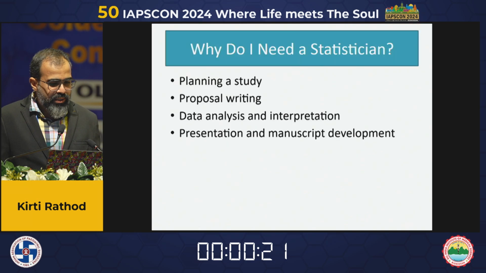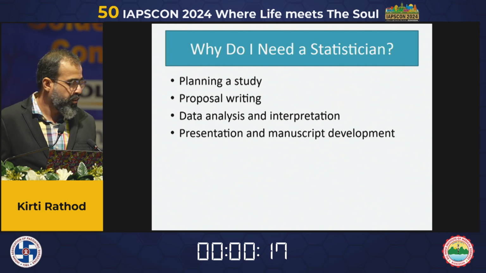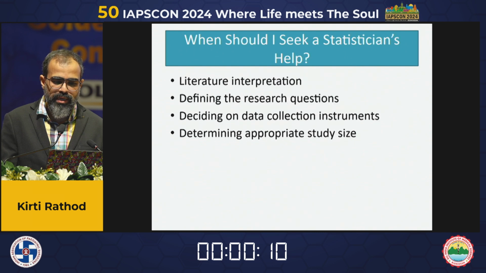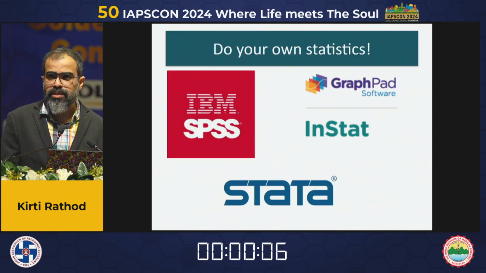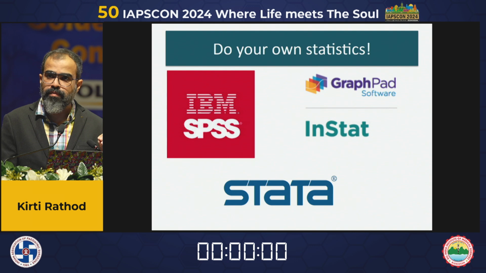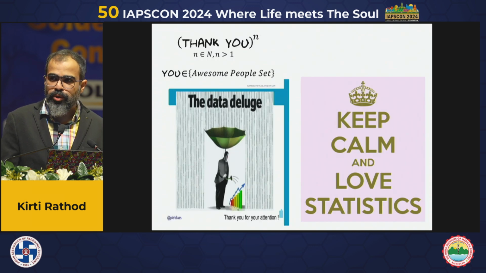How to talk to a statistician? It is needed for just 2 slides. When planning a study, you should talk about the proposal, and at all the stages you should keep meeting the statistician. If you talk with a statistician from the beginning of the study, your study will come out very well. There is very easy software, free of cost, available, and you can use it online as well. So keep calm, do your own statistics. It's not very difficult, it's doable. Thank you.